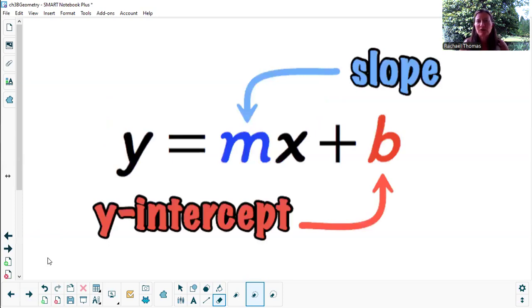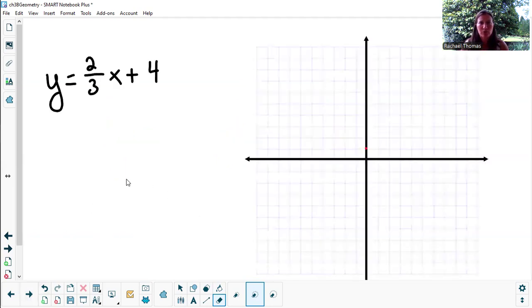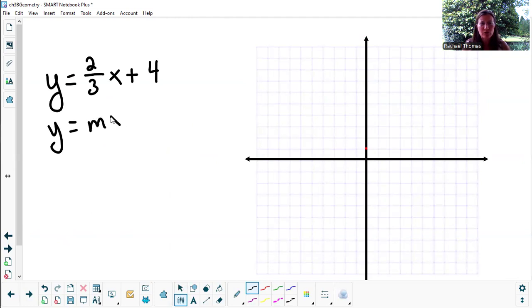Lines are typically given to us in the form of y equals mx plus b, where m stands for the slope and b stands for the y-intercept, and those things are both numbers. So for example, here I'm looking at y equals 2/3 x plus 4, remembering my pattern mx plus b. Oops, I meant to say b there. B is the y-intercept. That's actually where we're going to start.